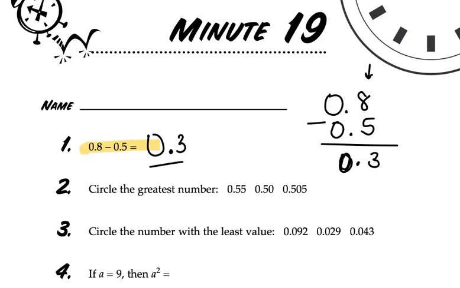All right. Next problem. Circle the greatest number. With decimals, I always tell my students, think in terms of money. We would read this as 55 cents. Read this as 50 cents. And I am going to round up here. I am going to look at the number in the thousandths place, and because it is a 5 or greater, 5 or more, you're going to round up. You're going to round up the 0 to a 1. So that becomes like 51 cents.